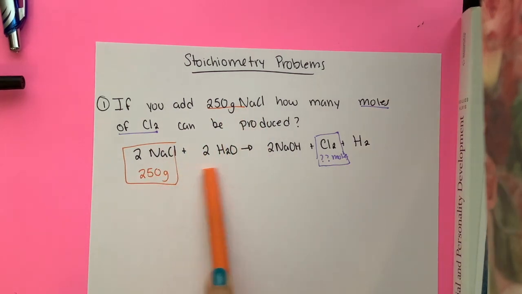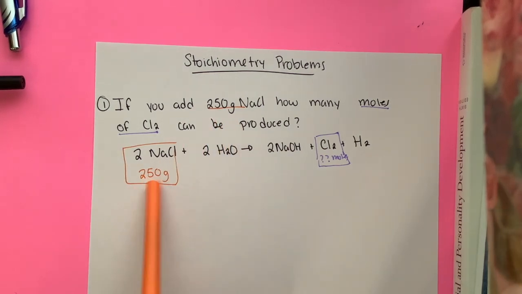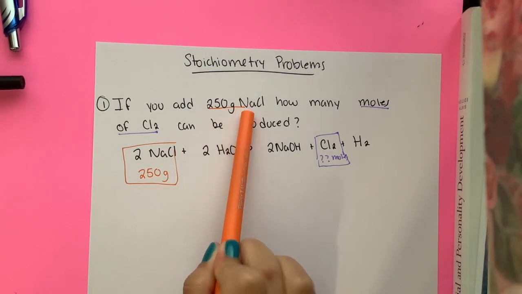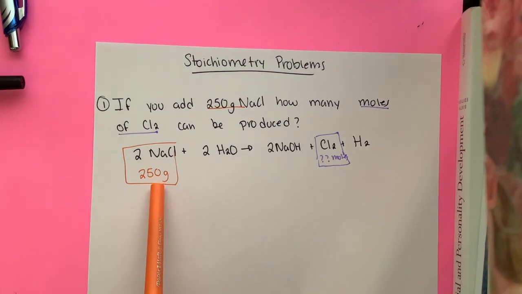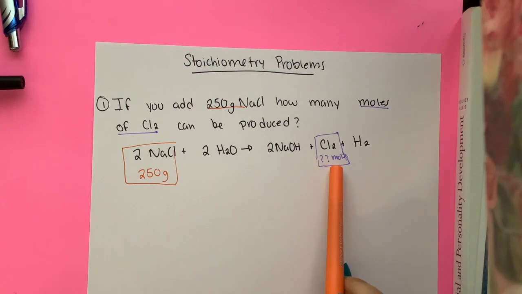So here we have our balanced chemical equation. I went ahead and underlined and wrote everything that was given to me in the problem. So 250 grams of sodium chloride, I wrote under sodium chloride. And they were asking me for moles of chlorine, so under chlorine I wrote a question mark.